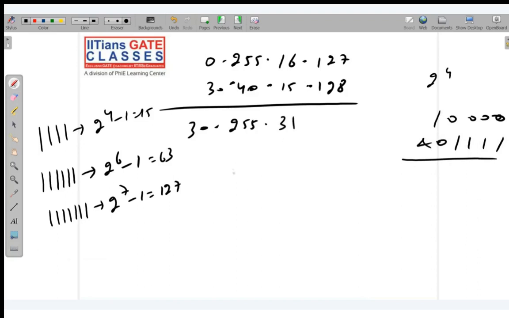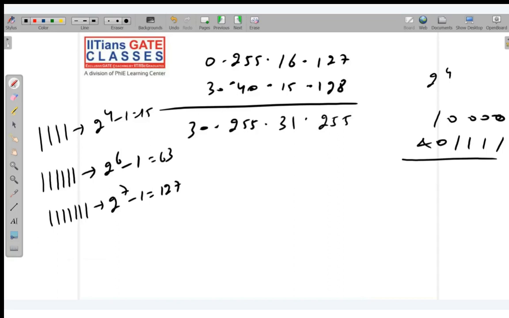Any doubt? Nice, sir. And here 127 and 128, nothing is common between them. 127 is 7 ones and 128 is 1 followed by 7 zeros. So what will I get? I will simply add them, that is 255 is the answer. Okay. Done, sir. These types of shortcuts we should know.